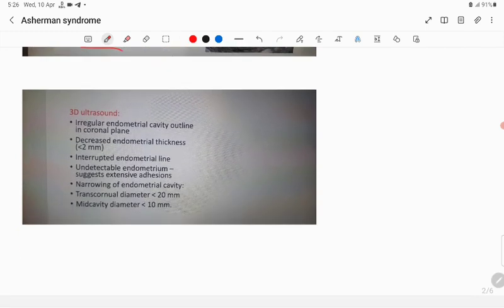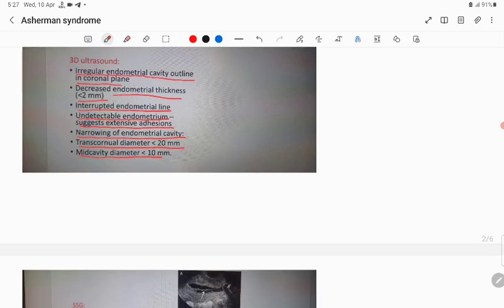What are the findings in 3D ultrasound? You will get irregular endometrial cavity outline within the coronal plane, decreased endometrial thickness of less than 2 mm, interrupted endometrial line, undetectable endometrium suggesting extensive adhesions, narrowing of the endometrial cavity, transcornual diameter of less than 20 mm, and mid cavity diameter of less than 10 mm.